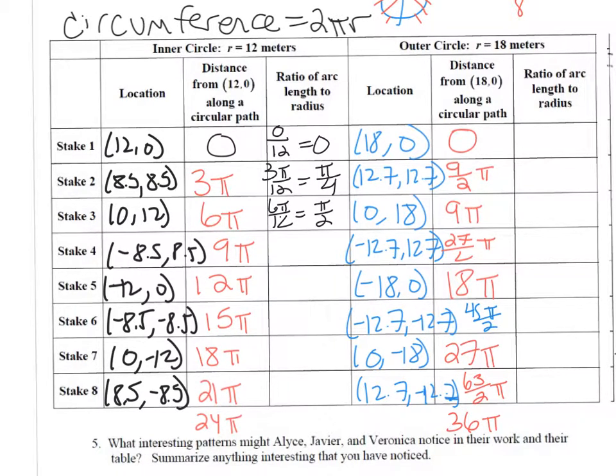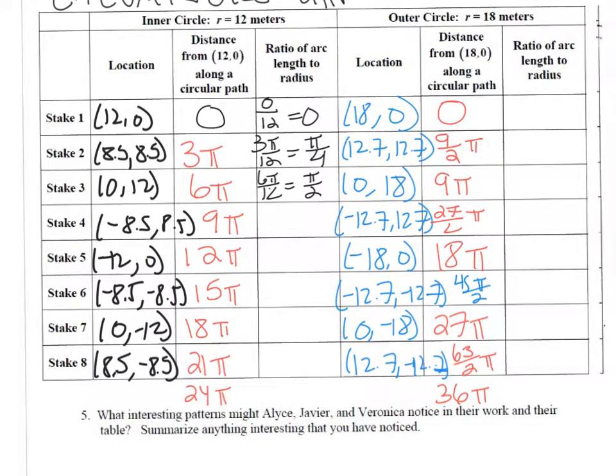What I would like you to do in your tables is just finish this column, and then we'll check our answers together. Your reduced answers should be the answers that I'm writing in the box.